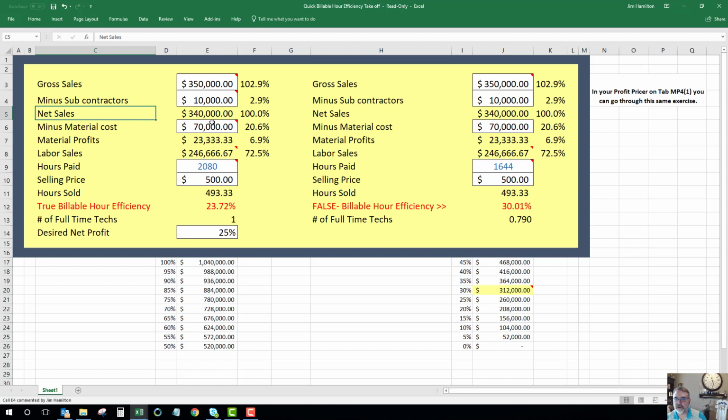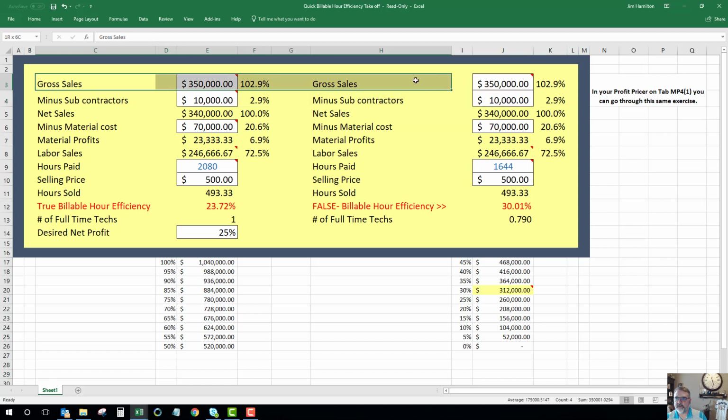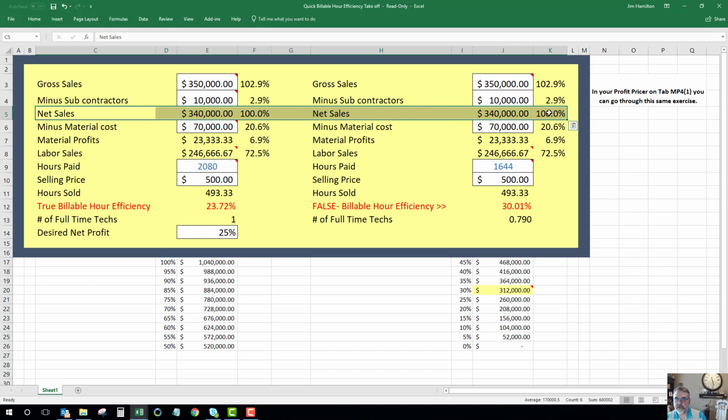So we got subcontractor costs, and that's going to represent your net sale. And your net sale is 100%. That's your sale, okay? The subcontractor cost was the subcontractor's sale, not yours. So it inflated your gross sale to 102.9%. Take out the 2.9% contractor sale in there, and you're measuring everything from your net sale.